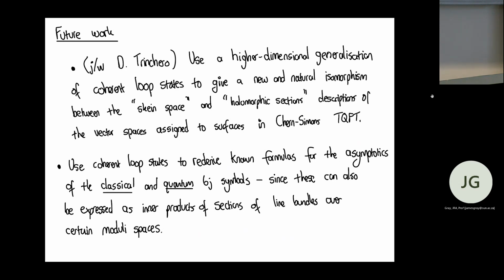Anyway, there's this thing in the literature where there are two descriptions of the same vector space. It's known that these vector spaces are isomorphic, but the isomorphism is written down in an ugly way. And we're going to use coherent loop states to give a nicer description of that isomorphism.